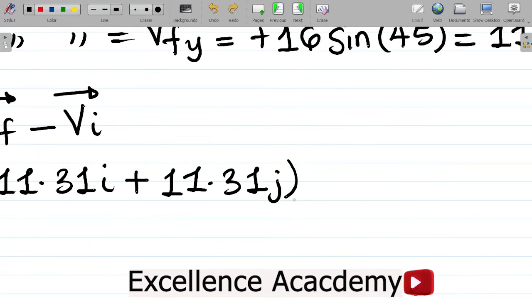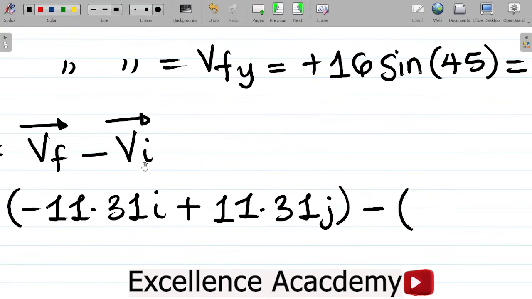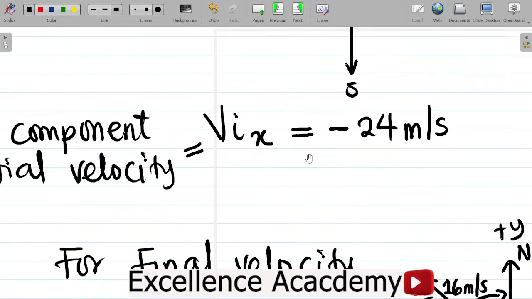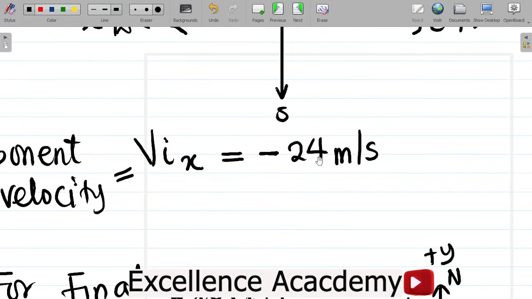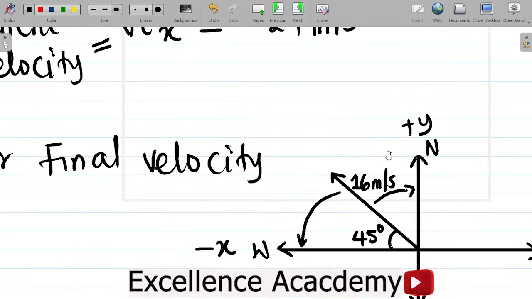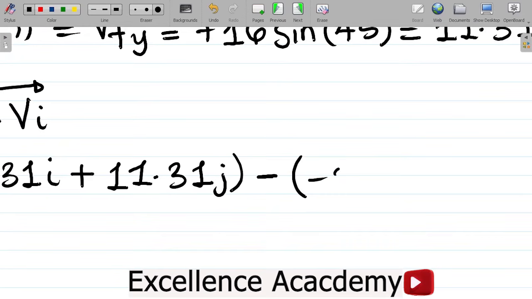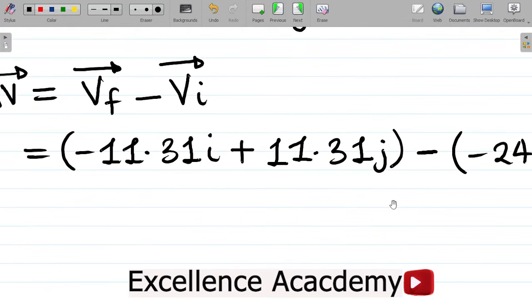That's all. This minus, let's get for VI. For VI, that's V initial, you observe that the value is minus 24 only on the x-axis. So it will have an I attached to it. So that becomes minus 24 I. Of course, all of them come with meter per second as your unit. All right, so let's get this done.